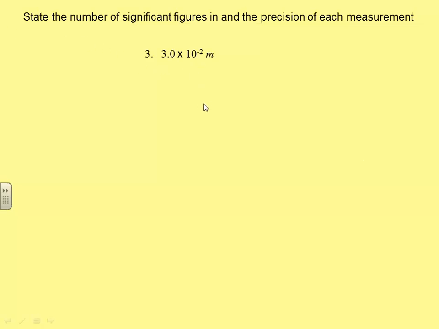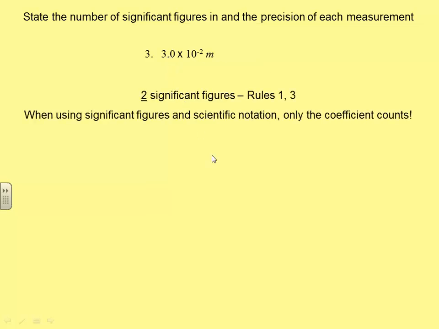3.0 times 10 to the negative second meters. Well, first of all, remember that in significant figures, you only look at the number out in front. So, in other words, look at this as 3.0. That has 2 sig figs. The 0 counts because it's after the non-zero digit and there's a decimal point. Only the coefficient out in front counts.